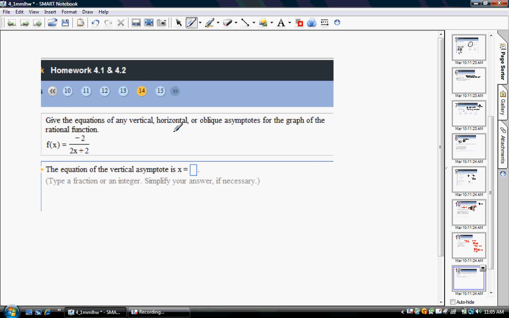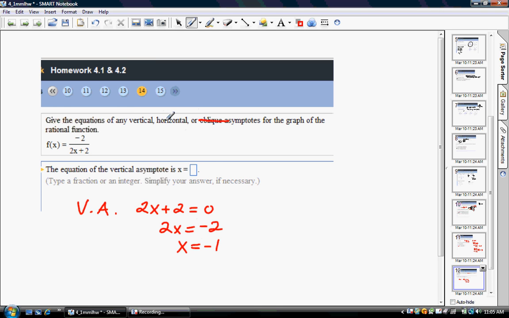It says give the equations of any vertical, horizontal, or oblique asymptotes for the graph. Oblique is something we're not going to cover in this course. The vertical asymptotes are where it's undefined, right? So the vertical asymptote would be where 2x plus 2 is equal to 0. Or if we solve for that, we would get 2x equals negative 2. Divided by 2, x is equal to negative 1.